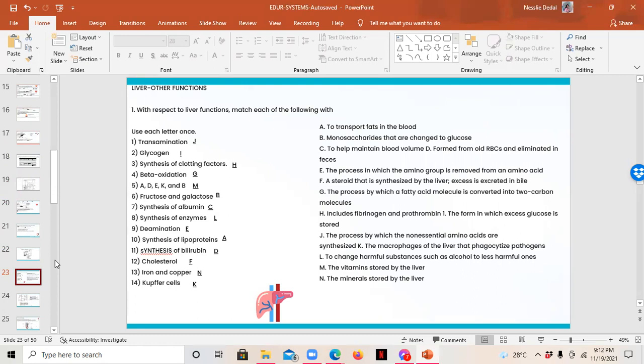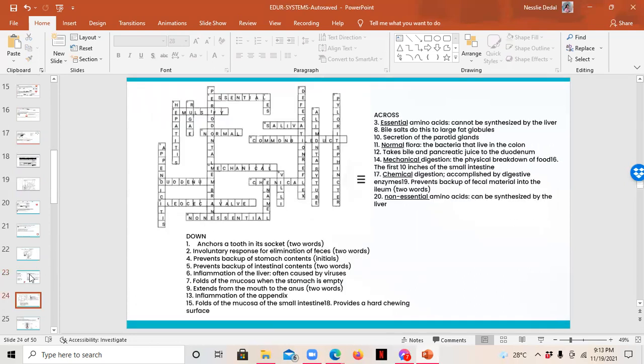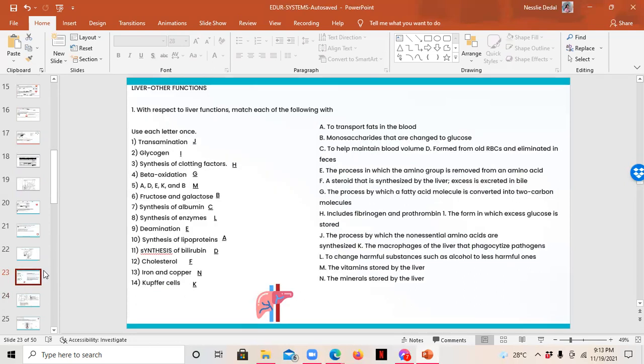Number 7, synthesis of albumin, letter C. Number 8, synthesis of enzymes, letter L. Number 9, deamination, letter E. Number 10, synthesis of lipoproteins, letter A. Number 11, synthesis of bilirubin, letter D. Number 12, cholesterol, F. Number 13, iron and copper, letter N. Number 14, Kupffer cells, letter K.